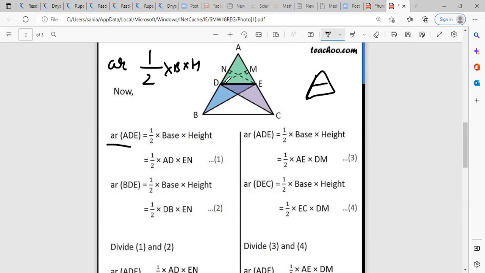So what is your base? This is your base, AD, right? Most of the time, what students do, they think this is the base, DE. No, why is this not a base? Can you please tell me?